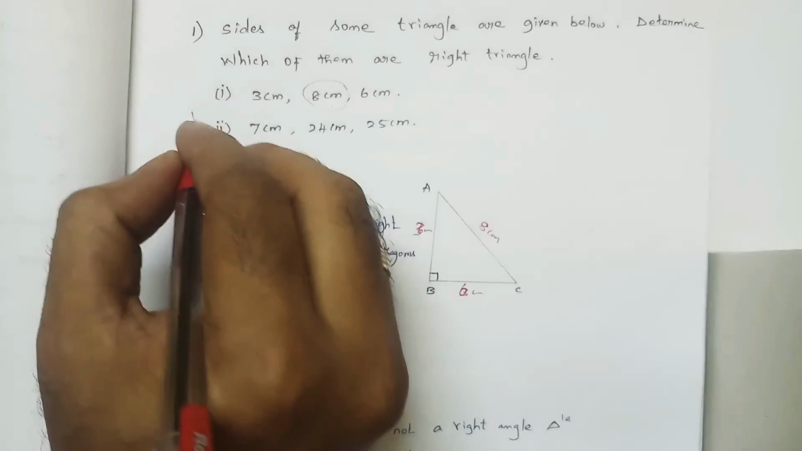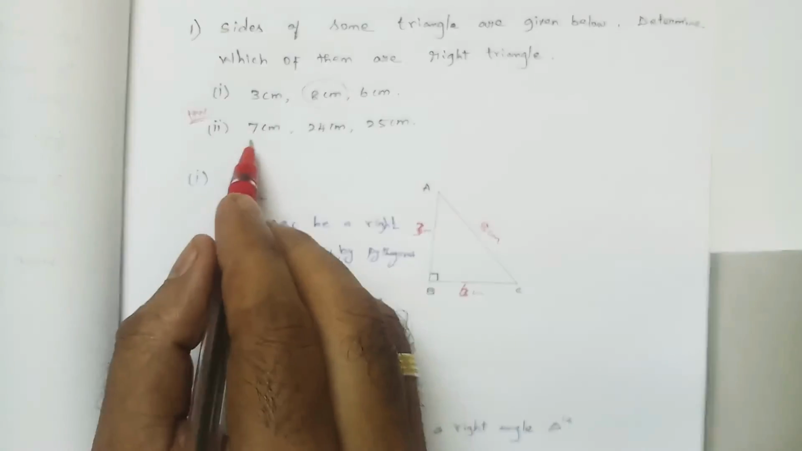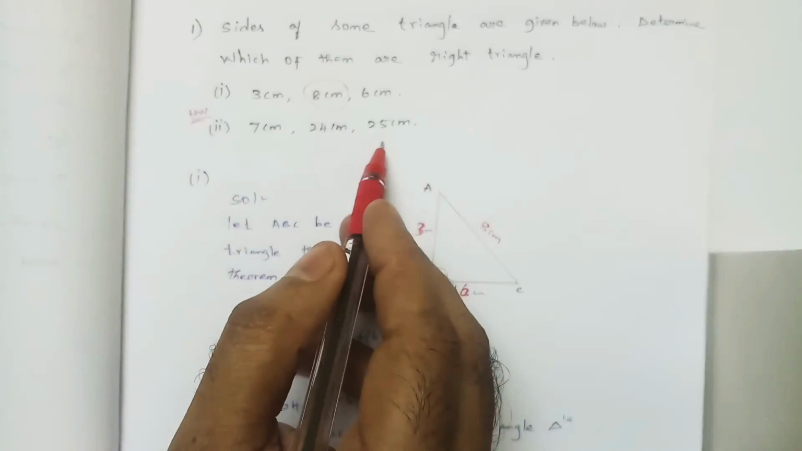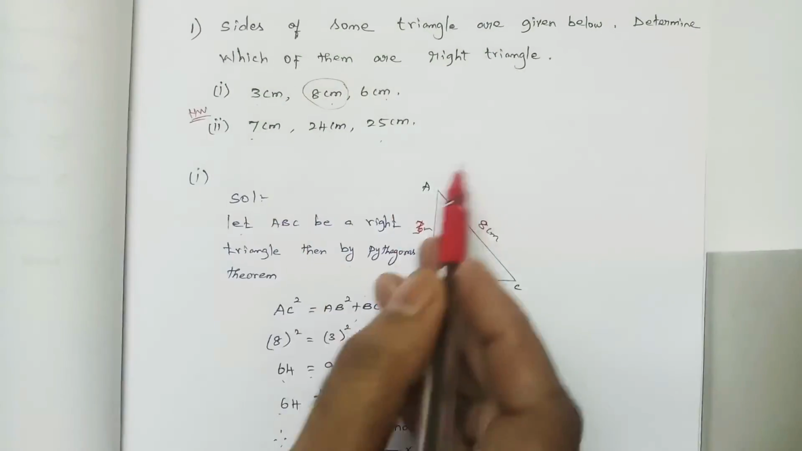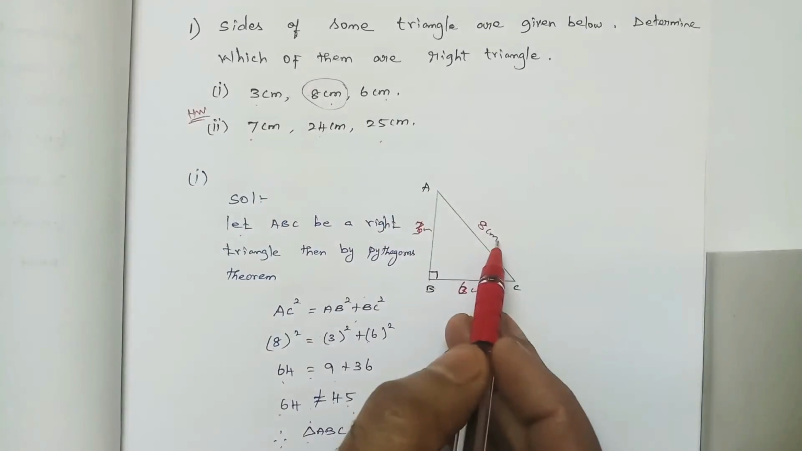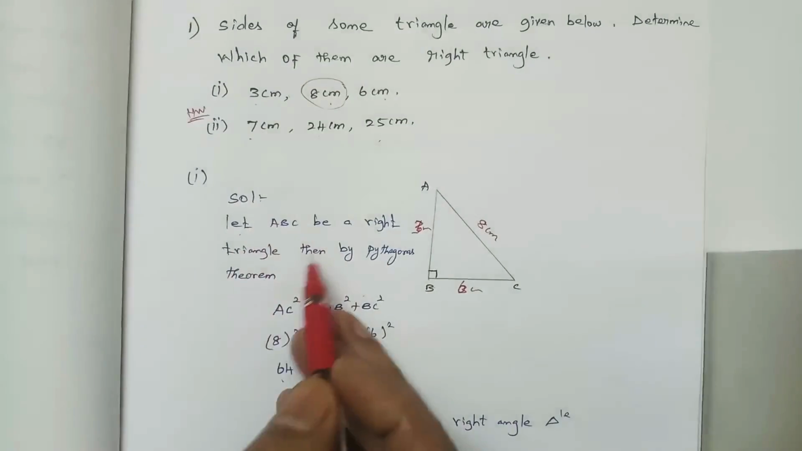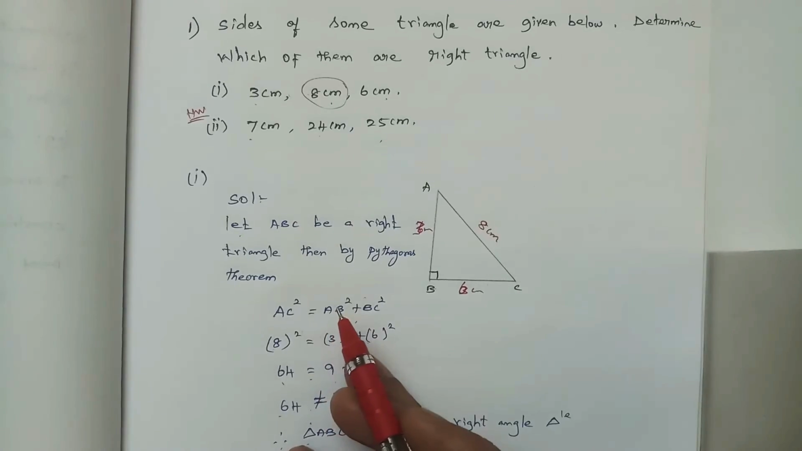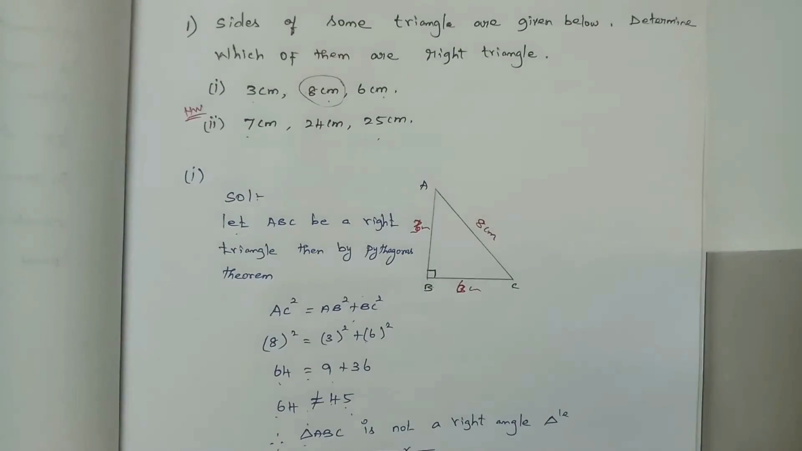The second subdivision, you can take it as homework, right? 7 cm, 24 cm and 25 cm. You can draw a triangle. Among these 3, the biggest one is called the hypotenuse. The remaining 2, you can fill in, and by using the Pythagoras theorem, check whether the given sides form a right angle triangle or not, right?